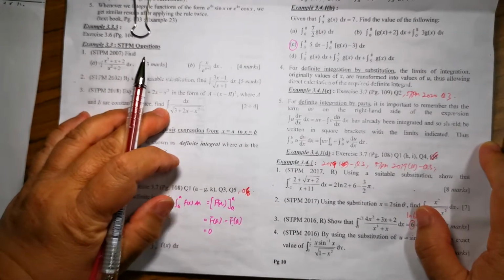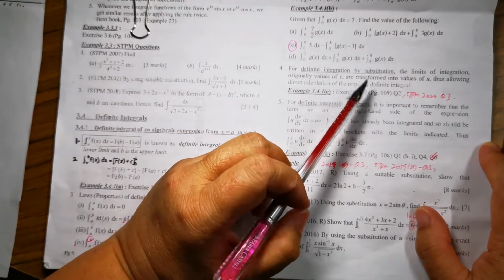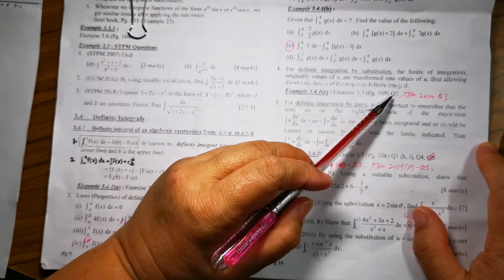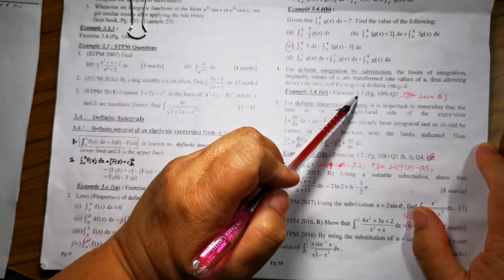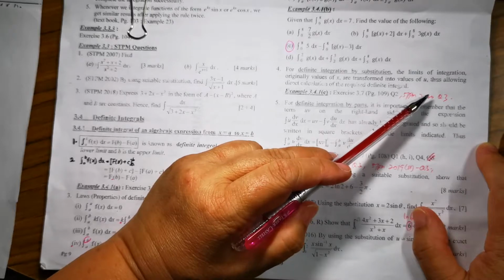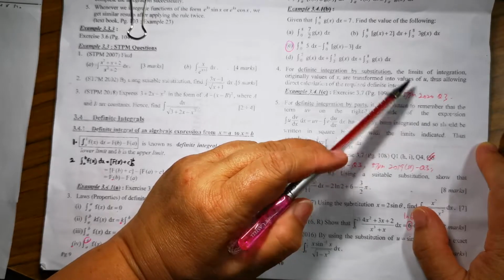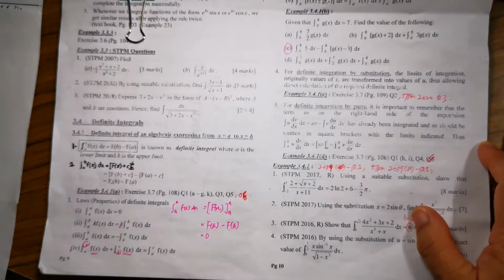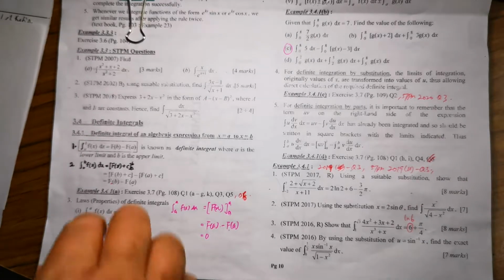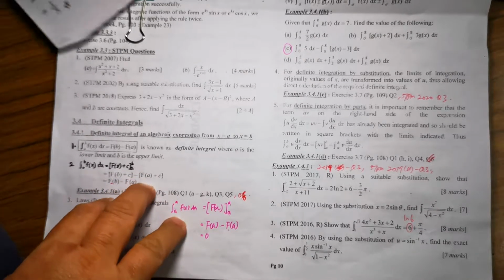So we are going to discuss two questions. We are going to go to exercise 3.7, question 2, and we'll discuss one past year question on STPM 2020. You can check your textbook. So next, exercise 3.7, question 2. This one.